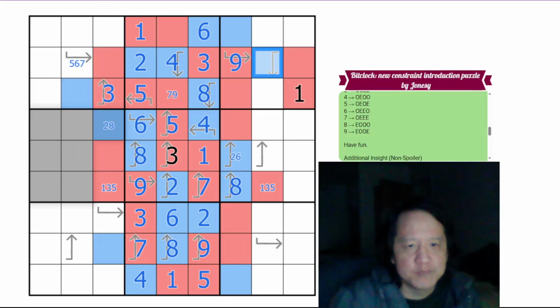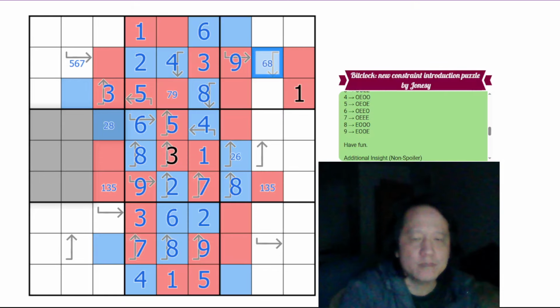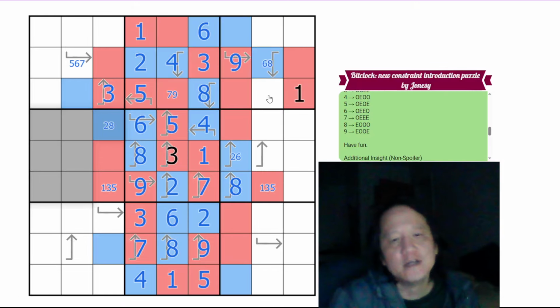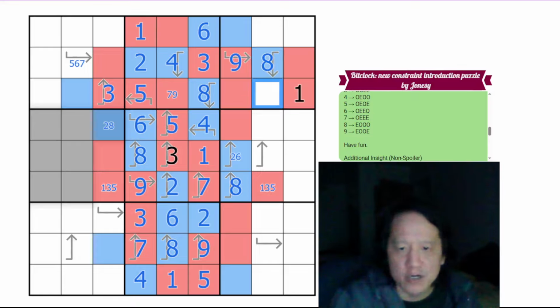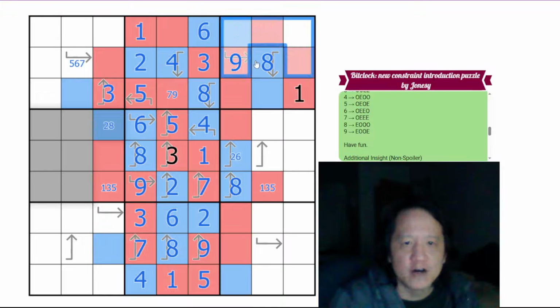Could be 8. This is 6 or 8. It cannot be 6 because 6 would have to have the 4 and the 2-digit on, and 4 is not on, so this must be 8. So this is 8, which forces this to be on and is even. This is off and is odd. We have 5 odds in the upper right-hand corner, so this is even.